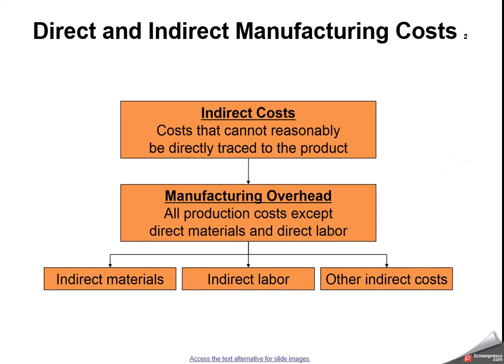Now we can have indirect costs that we can't trace directly to the product, but they're still a part of the product cost because they're necessary. Like indirect materials, indirect labor, other indirect type costs. Those things go into manufacturing overhead.